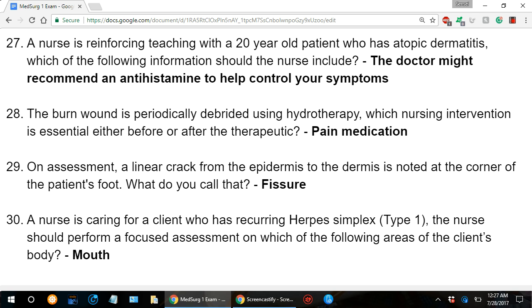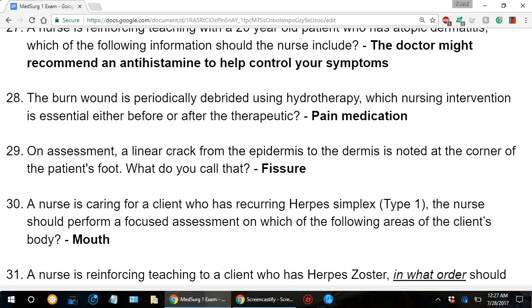The burn wound is periodically debrided using hydrotherapy. Which nursing intervention is essential either before or after therapeutic? Pain medication. The answer is pain medication.